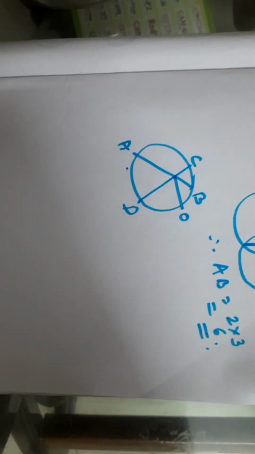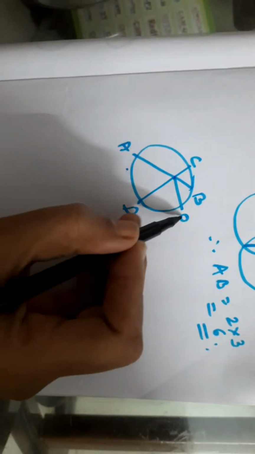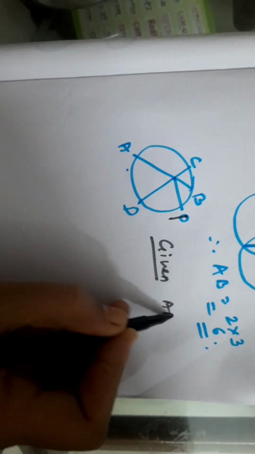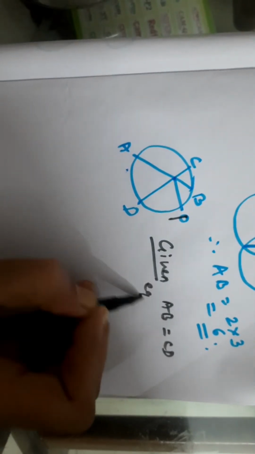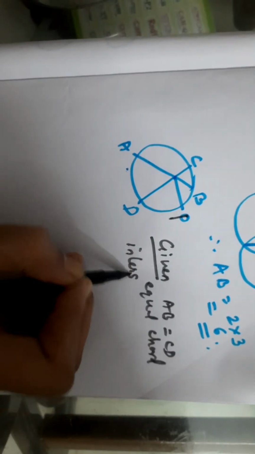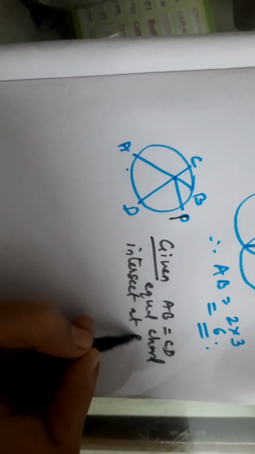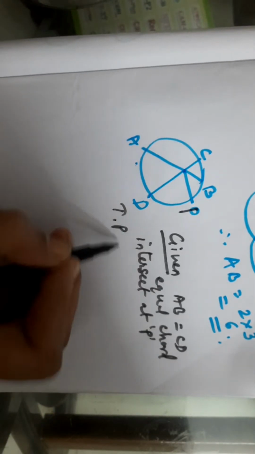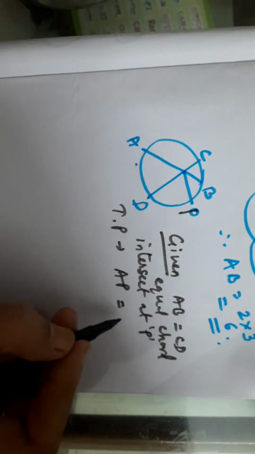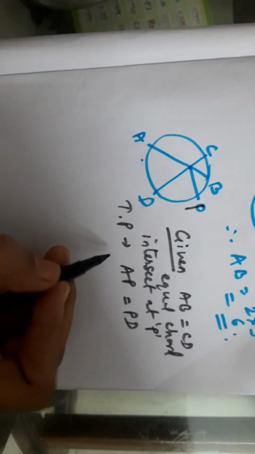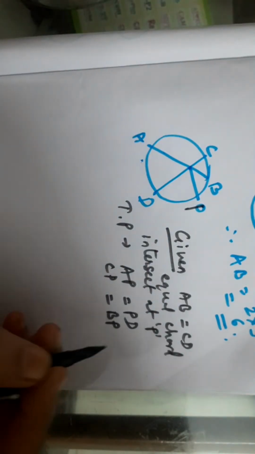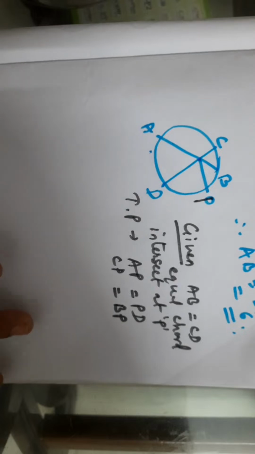So here, if I consider this to be P, what do we need to prove? Given: AB is equal to CD, equal chords intersecting at point P. To prove: AP is equal to the corresponding part PD, or DP. And in the same way, CP is equal to BP. This we need to prove. So this is the to-prove part.